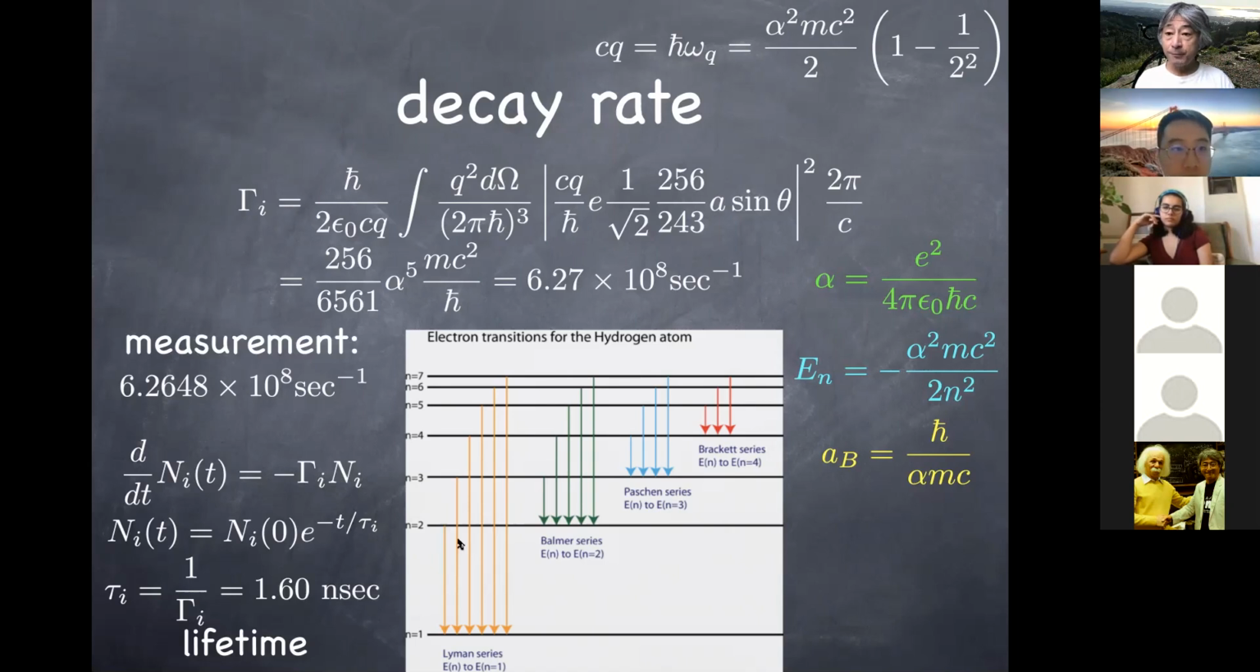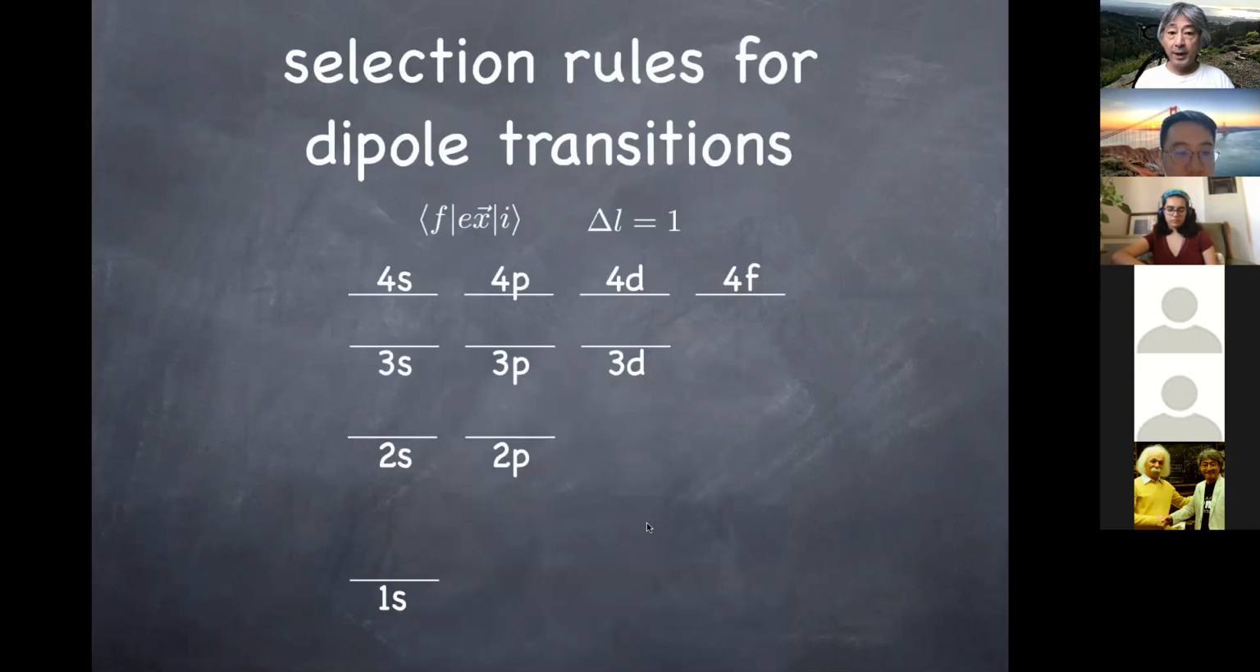So even though I just focused on the decay rate of the 2p state to the 1s state, now in principle, you can compute all of these things. What is shown here is just a schematic of the energy levels of the hydrogen atom. This is what we have just computed, from 2p to 1s.